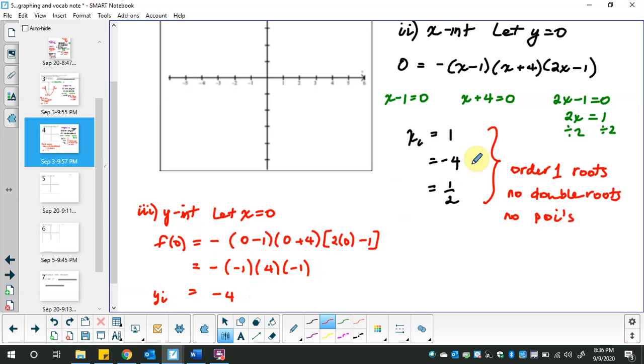So I'm going to take all this information and plunk it on my axes drawn with a ruler. I'm going to ignore these things. I'm going to put my negative 4 x-intercept there. I have the ability to put it wherever I want as long as I tell you that I'm putting it there. I'm going to put my 1 here, and I'm going to put my positive 1/2 here.